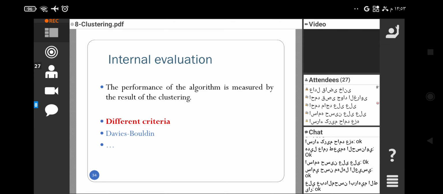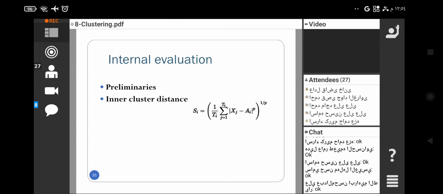Here I want to talk about this method, Davies-Bouldin. Davies-Bouldin is a method for internal evaluation of clustering. Evaluation means that we want to say, is this clustering good or not? Is this clustering that we have done okay? How good is it? Okay, we want to find this.